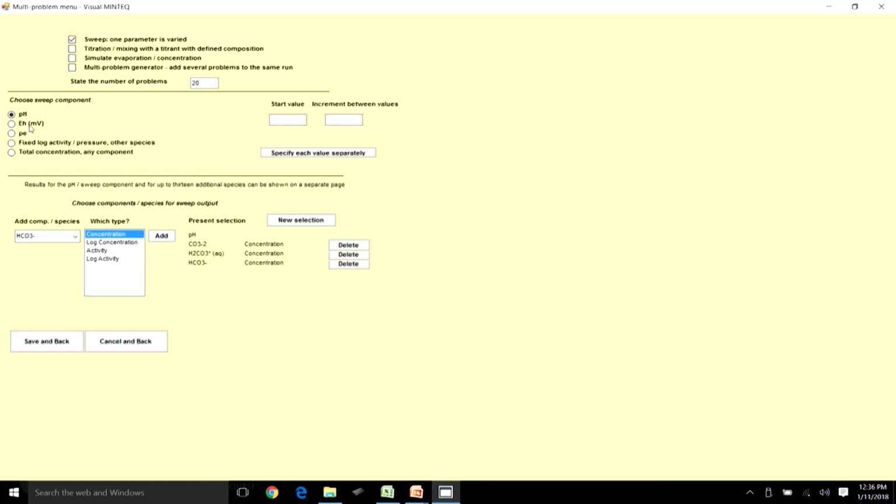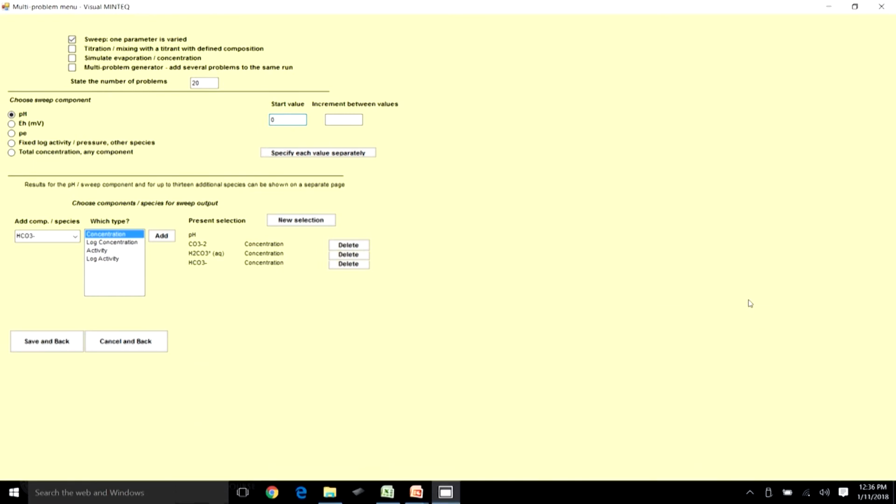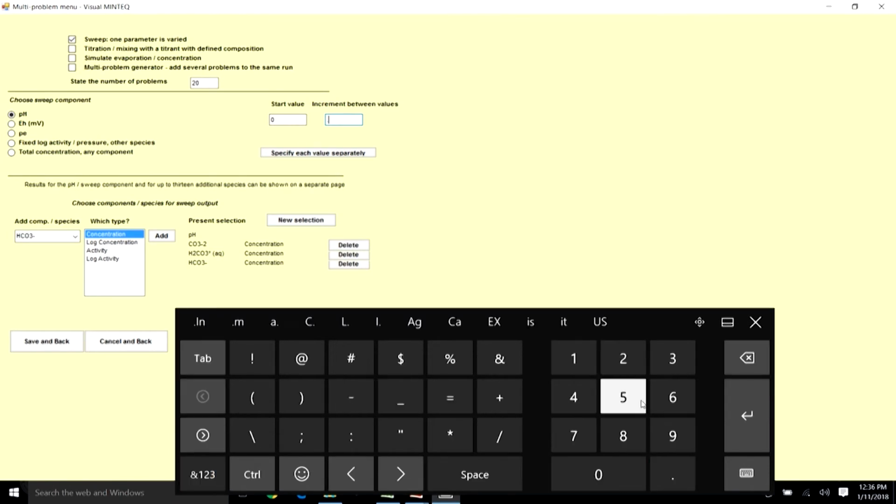So I am going to say the pH is going to change, and the start value is going to be pH 0. For the increment between values, let us say 0.25. If I want to go to 14, 14 times 2 is 28, times 2 is 56, so I will go with 54. So the start value and the increment between values, you need to be able to approximate. I am trying to go to 14, hopefully 54 should satisfy my case here.